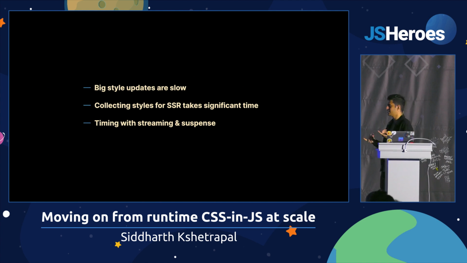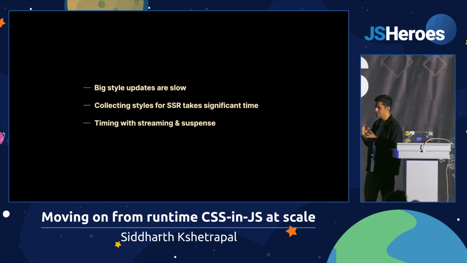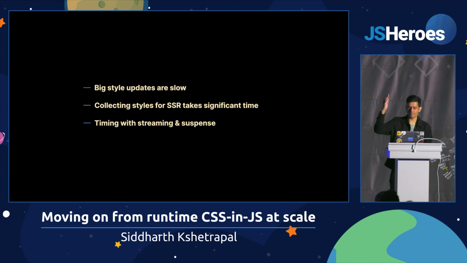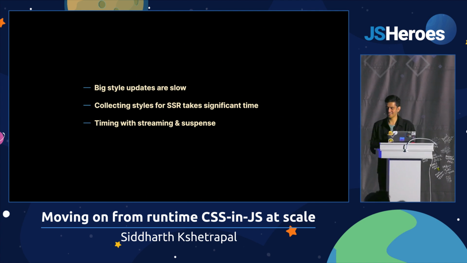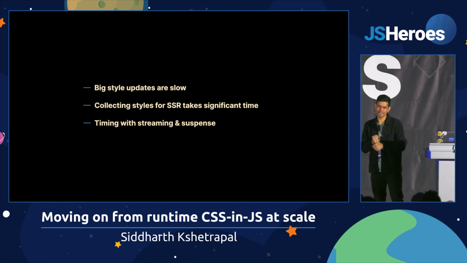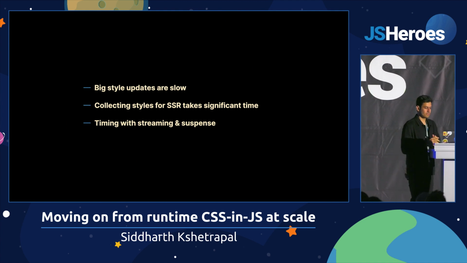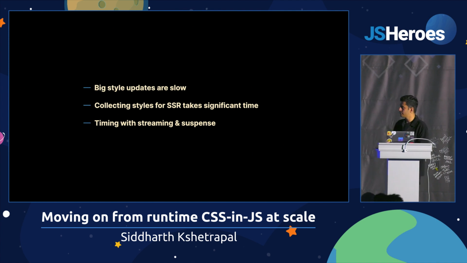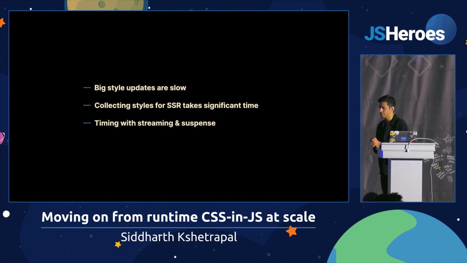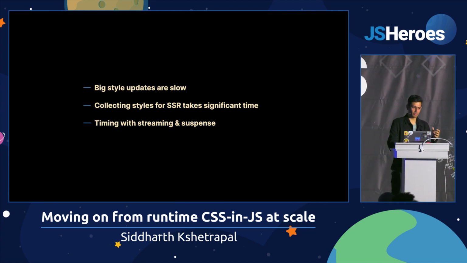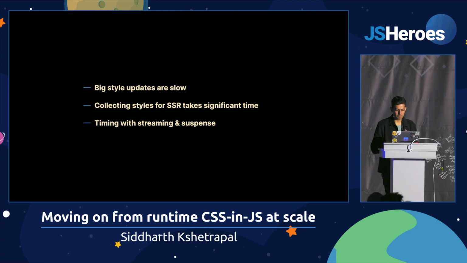So big style updates are slow. Because there are so many components, if you have a pull request with thousands of files, doing a trigger on it which repaints the page is noticeably slow if there are too many files. Collecting styles for server-side rendering takes significant time. By significant, I mean it's like 10% of the server response time, which is a lot for just collecting the styles. And it's recently become even trickier with streaming and suspense, because you have to think about when is the right time to inject these styles into the browser, because you don't want to accidentally take over the main thread.